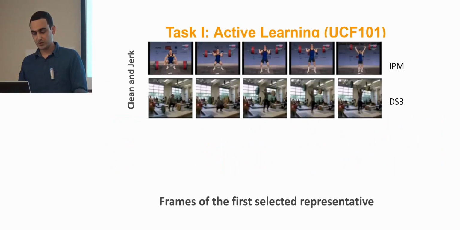And so these are some qualitative results. Here are the first selected samples by IPM and another state-of-the-art selection method. This is for the class clean and jerk.